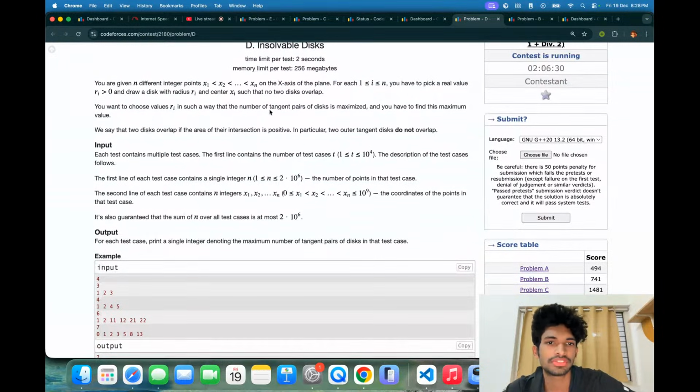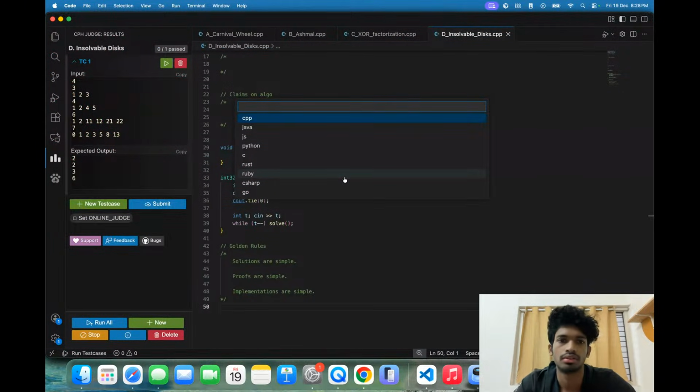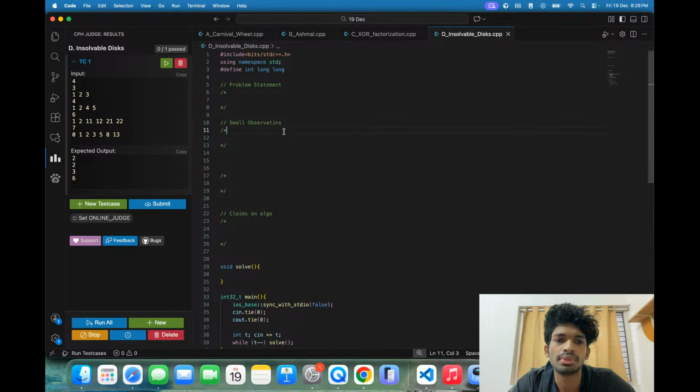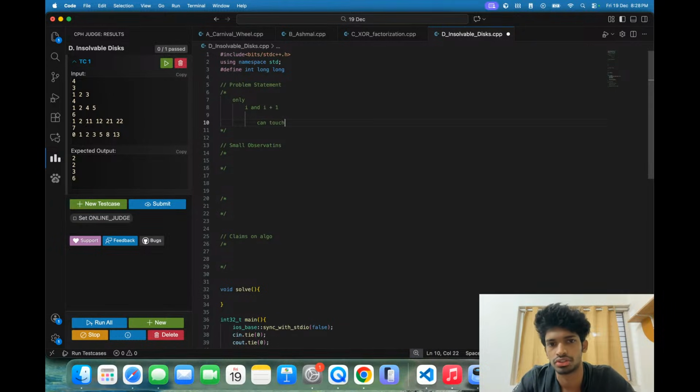So you can make the radius greater than 0, a real value. So you can make it infinitesimally small, but you can never make it zero. Okay, one simple thing is only i and i minus one, i and i plus one can touch.